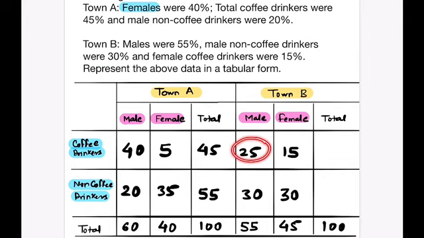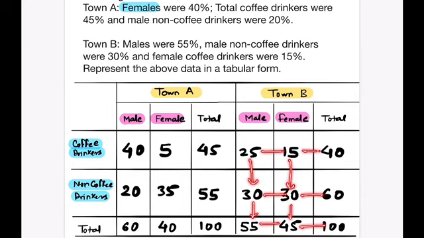Male coffee drinkers 25%, female coffee drinkers 15%. So total coffee drinkers in the town be 40%. Male non-coffee drinkers 30%, female non-coffee drinkers 30%, total non-coffee drinkers 60%. Now let us cross check. 25, 15, 40, 30, 30, 60, 55, 45, 100, 25, 30, 55, 15, 30, 45, 40, 60, 100.